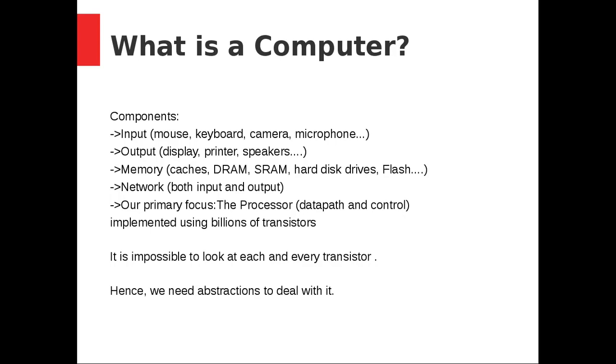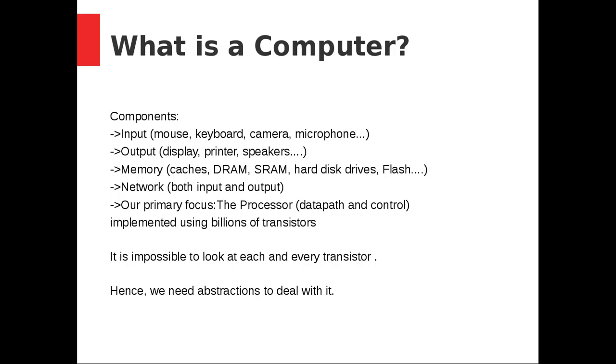So, talking about the components of the computer, we have some input components like the mouse, keyboard, and stuff. We have output components like display, printer, speakers. We have the memory like caches, DRAM, SRAM, hard disk drives, flash drives. We have network.